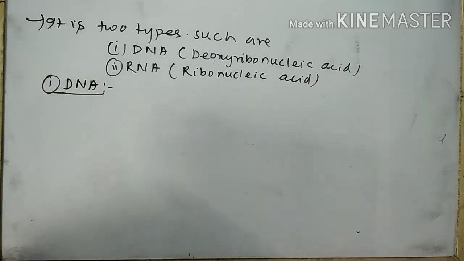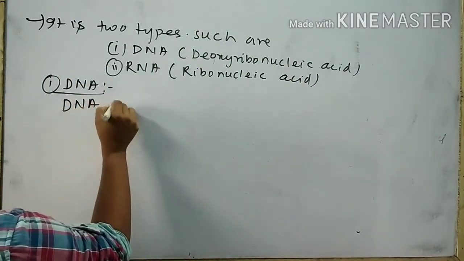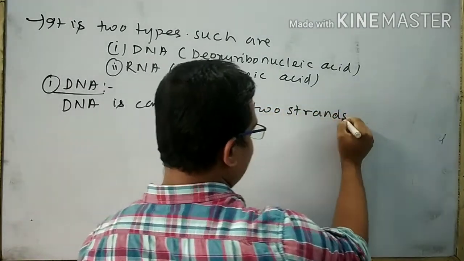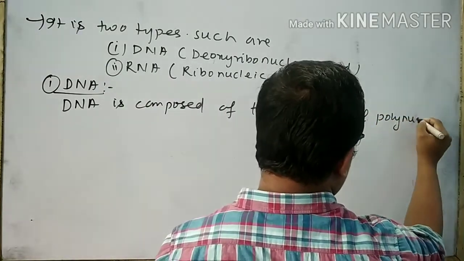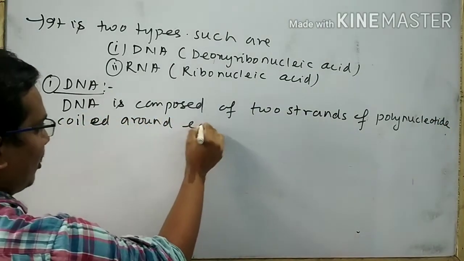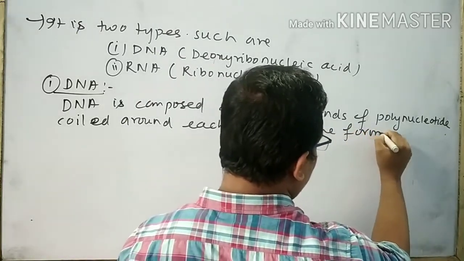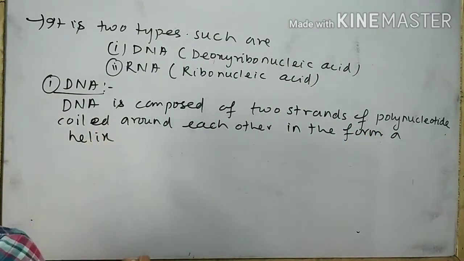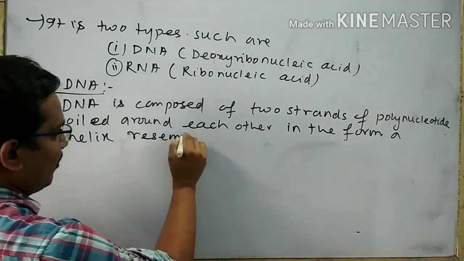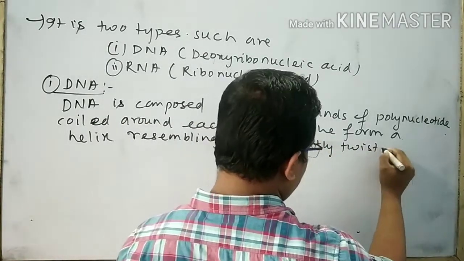At first I will discuss the DNA. DNA is a double strand of polynucleotides, so we can write: DNA is composed of two strands of polynucleotide coiled around each other in the form of a helix, resembling a gently twisted ladder.